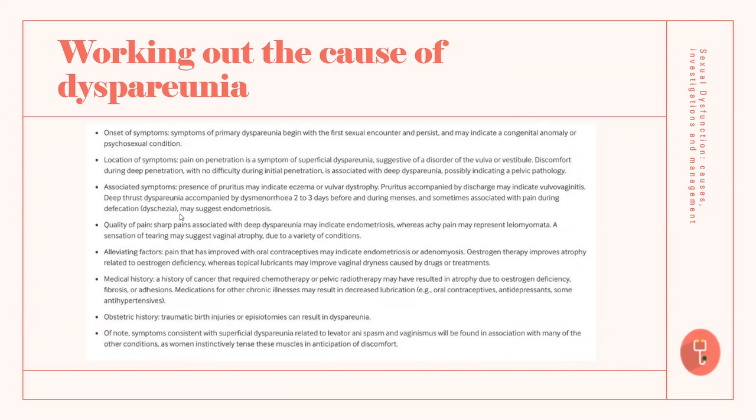And then commonly things like contraceptives and antidepressants and other medications can also reduce your natural lubrication, so it's very good to know a full medication history. Obstetric history, so have they had any episiotomies? Have they had C-sections before? Have they had a traumatic birth that might have given them some psychological difficulties with having sex afterwards?